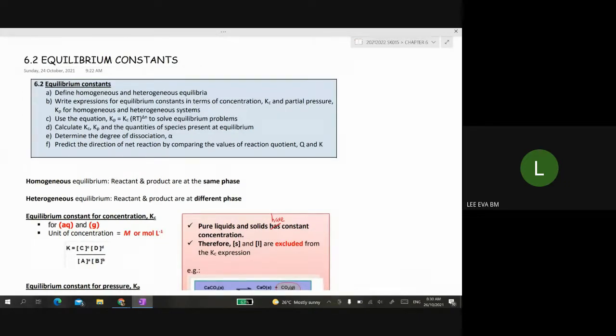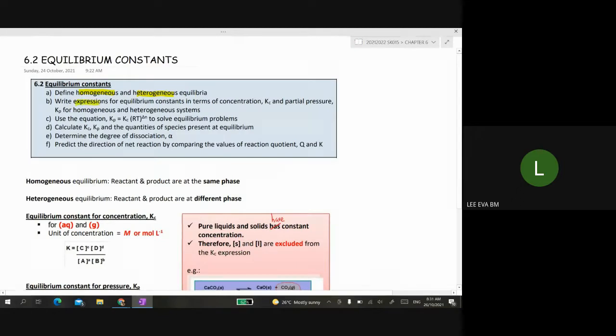Okay, so let's look at the learning outcome first. First of all, we want to define what is meant by homogeneous and heterogeneous equilibria. Equilibria is a plural form of equilibrium. So it's not a typo.